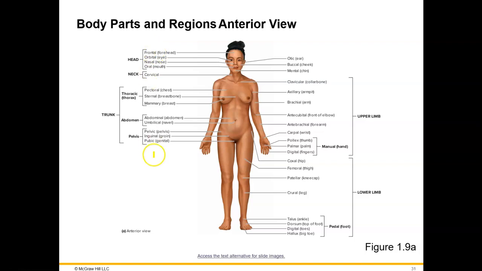And I'm just moving down. So the neck region is cervical. The chest region is thoracic. We call the chest the thorax. So the chest region is thoracic.